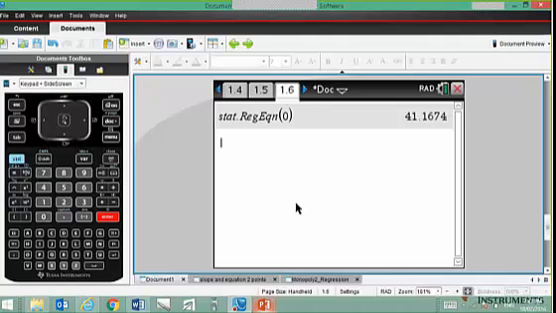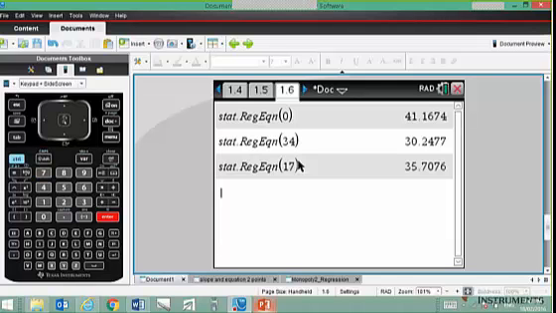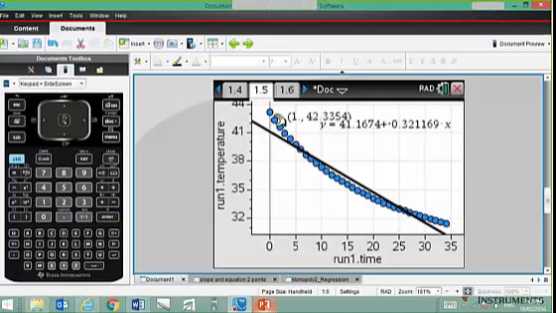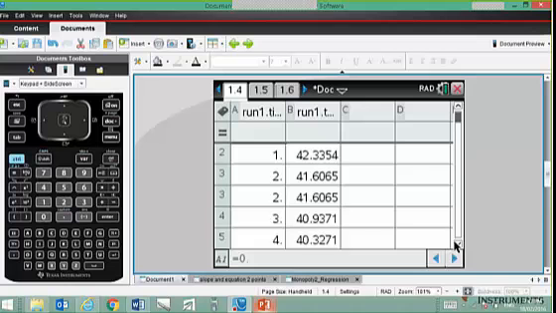If I rerun that and put in, say, 34, then we get to see what it looked like after those 34 seconds. And I can have a go at, say, halfway through that, run the equation at, shall we say, 17 seconds. It was about 36 degrees. And I can actually go back to the original data and check on that. There we go. Yeah, not too far out.